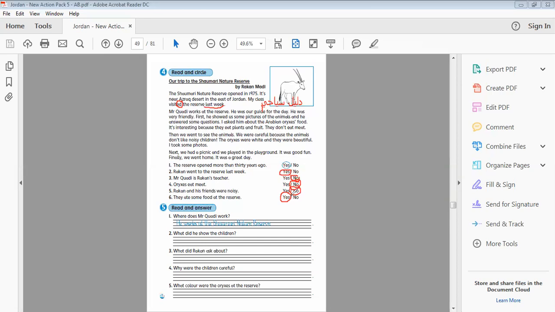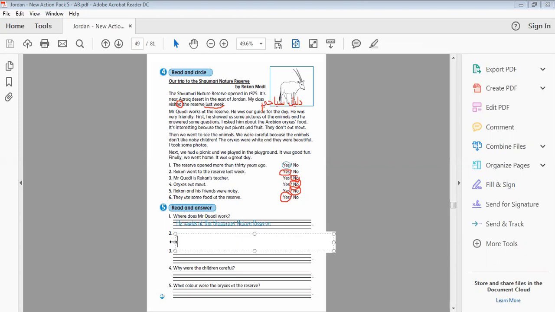Let's move to exercise five. These questions talk about the paragraph in exercise four. One, where does Mr. Kwaidi work? He works at the Shomari Nature Reserve. Two, what did he show the children? He showed the children some pictures of the animals.